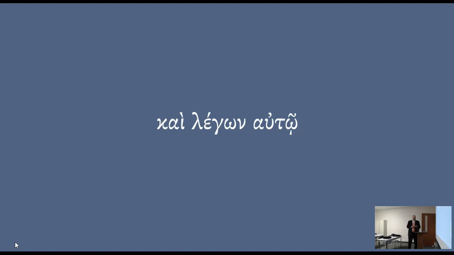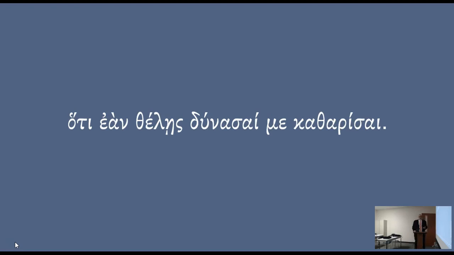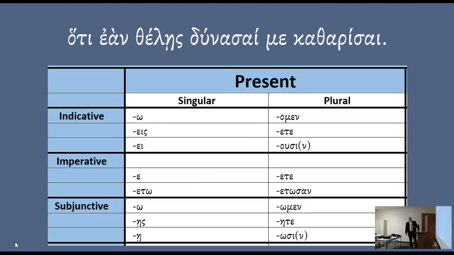All right. And this one would be Nathan. And saying to him, good. And this one will be Alec. That if you will, you are able to cure me. Right, and so you see that ease ending is your subjunctive. If you should wish, you are able to make me pure.